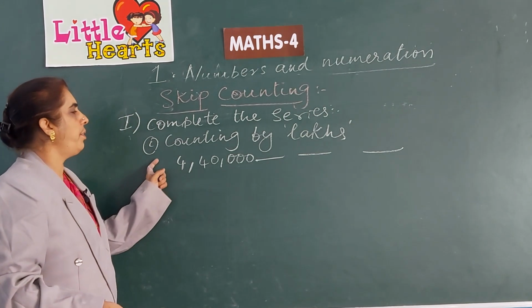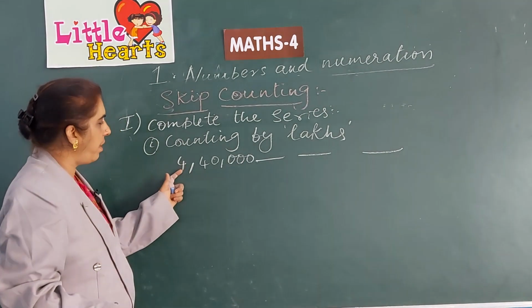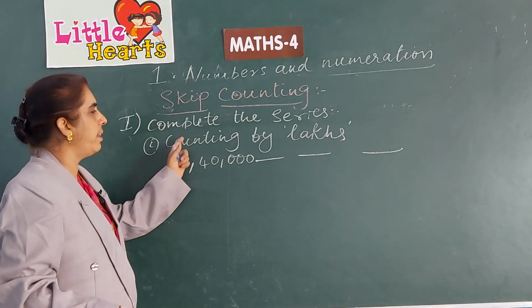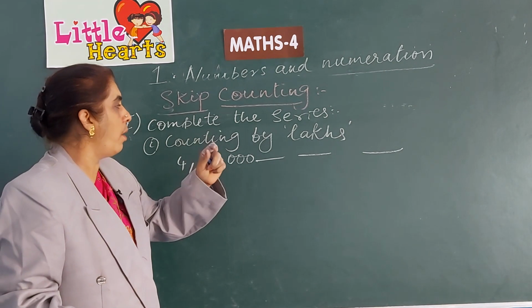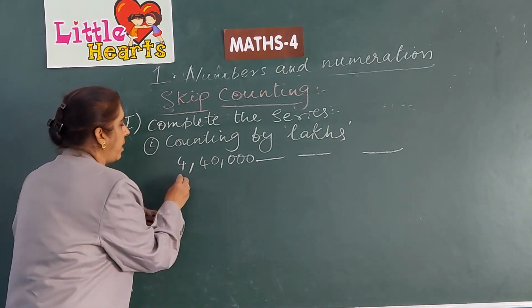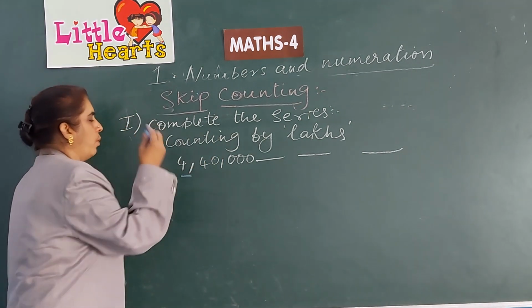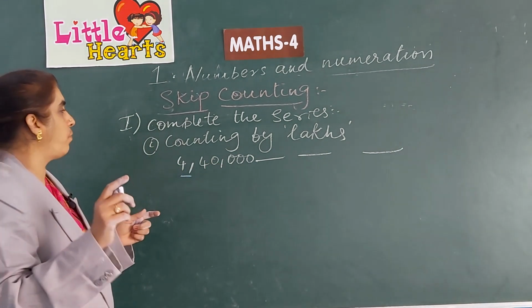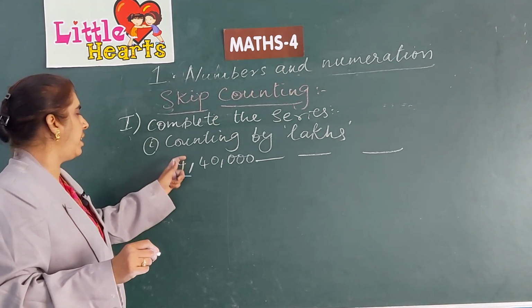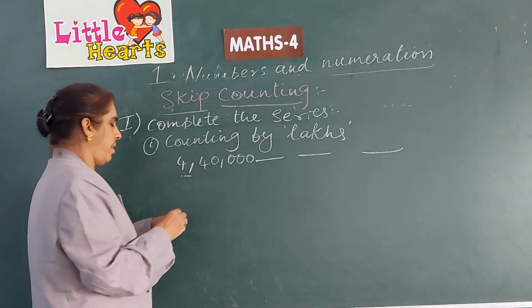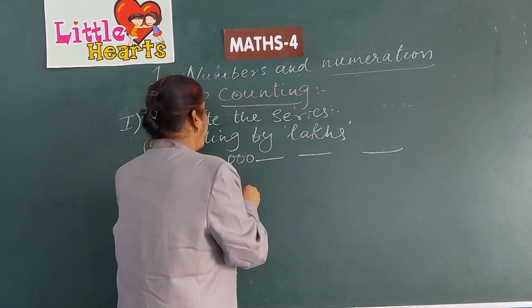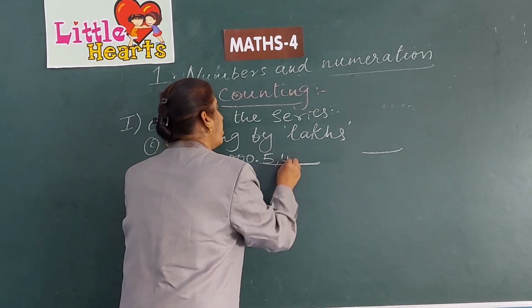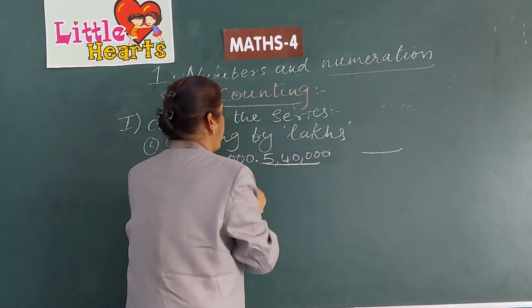This is counting by lakhs. So the number is given, 4,40,000, and you have to write the next number by counting by lakhs. So underline the lakhs place digit here, 4. 4,40,000 becomes 5,40,000. Just increase the lakhs place digit by 1. 5,40,000 is the next number.